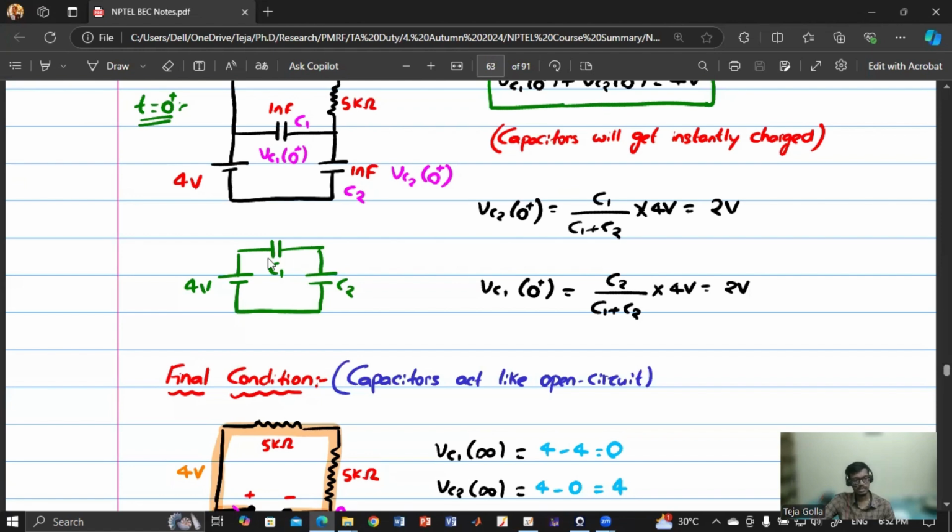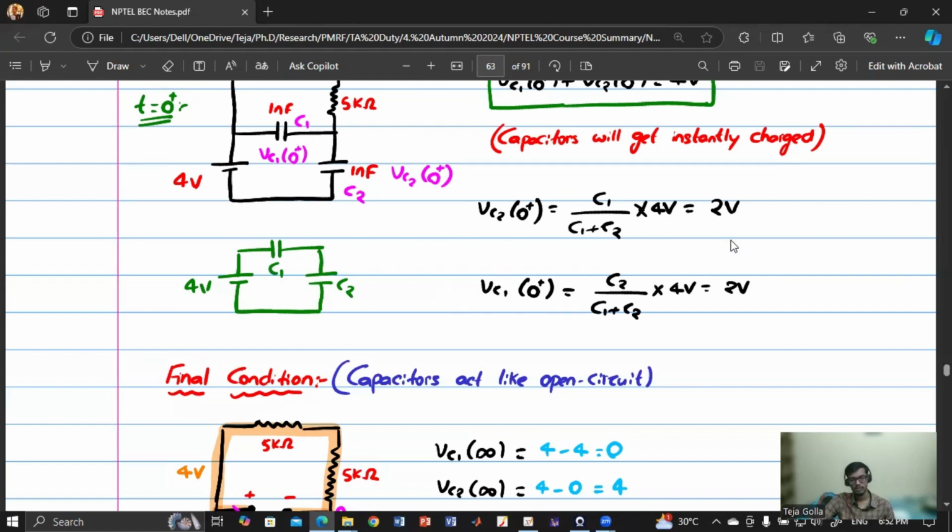Usually for resistors, if it is R1 and R2, you know that the voltage across R1 will be R1 by R1 plus R2, and here R2 by R1 plus R2. Similarly for capacitors, the same. Voltage across C1 will be C2 by C1 plus C2, and voltage across C2 will be C1 by C1 plus C2, into 4 volts. So they get immediately charged.